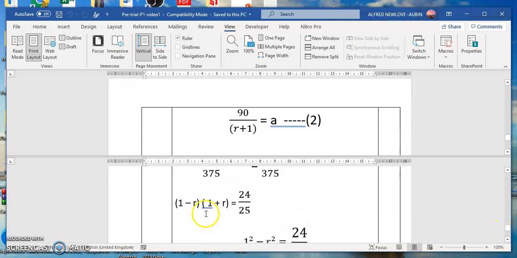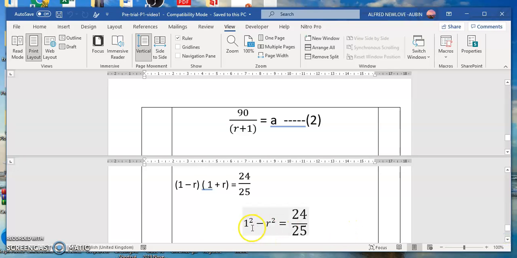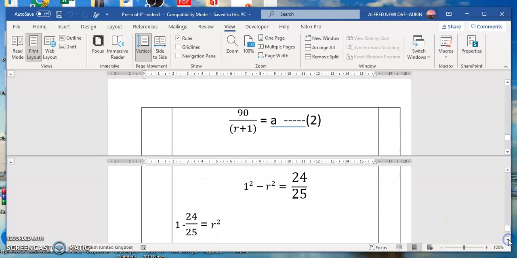Then this is a difference of two squares. It looks like a difference of two squares. Alright. How are we going to make it? Yeah, it's a difference of two squares: 1 minus r, 1 plus r. So we can write it this way: 1 squared minus r squared, which is equal to 24 over 25. Then we can transpose this minus r squared to this side to be plus r squared. Then we transpose 24 over 25 to this side to be minus. This 1 squared is still 1.